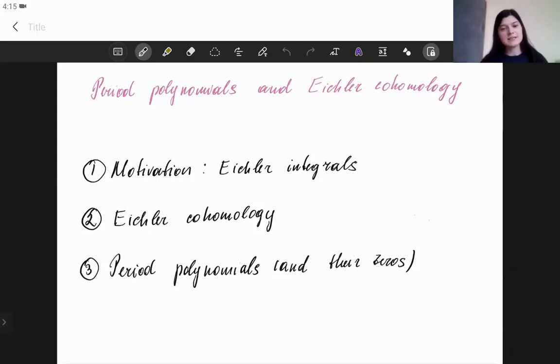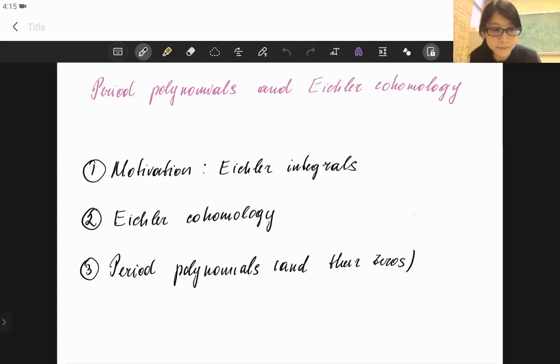And then we'll get into the definition of Eichler cohomology. I'll be very explicit of how we construct it, some of its properties. And then after that, we'll actually see period polynomials coming from this Eichler cohomology theory. Lastly, I will talk about some properties of these period polynomials. We'll look at some of their analytic properties, in particular, the location of their zeros.